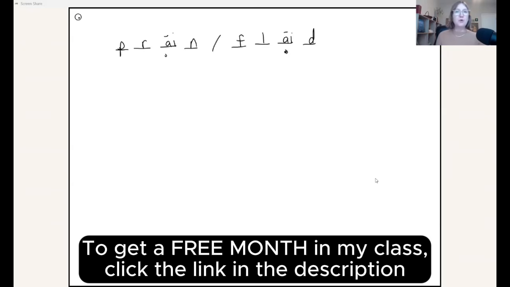Try the word Sprite. Sprite. There's a 3-letter consonant blend at the beginning. S-p-r-a-t.